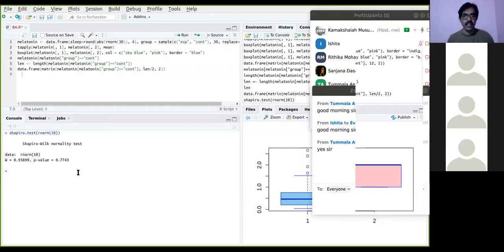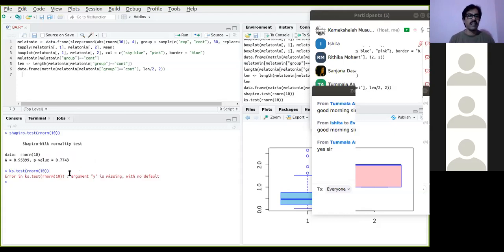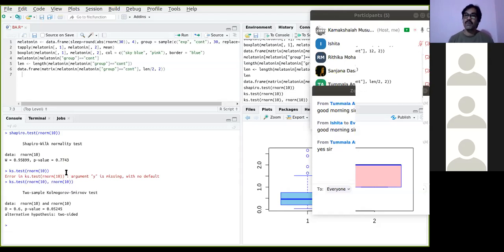There are many things in R you can do. We cannot discuss each and everything. There is also the KS test, the Kolmogorov-Smirnov test. This is another robust test. Now for bivariate normality, suppose you have two different variables, x1 and x2, in a data frame, where x1 is rnorm 10 and x2 is rnorm 10. I'm just simulating a data set, that's all.